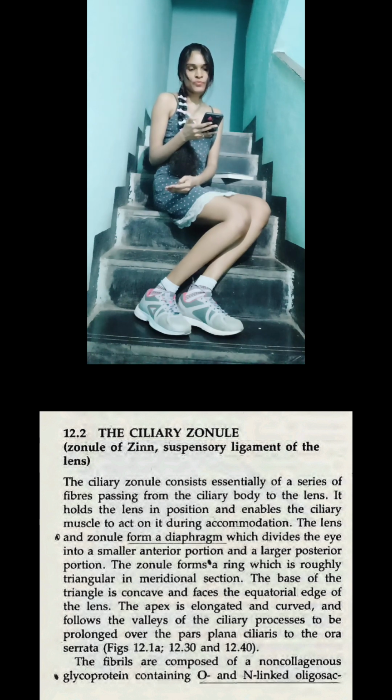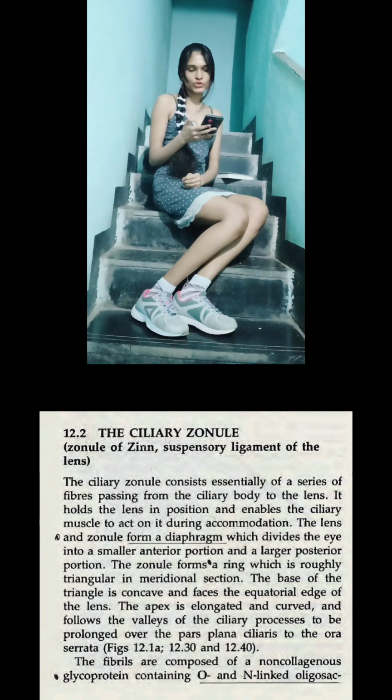The zonule forms a ring which is roughly triangular in meridional section. The base of the triangle is concave and faces the equatorial edge of the lens. The apex is elongated and curved and follows the valleys of the ciliary processes to be prolonged over the pars plana ciliaris to the ora serrata.